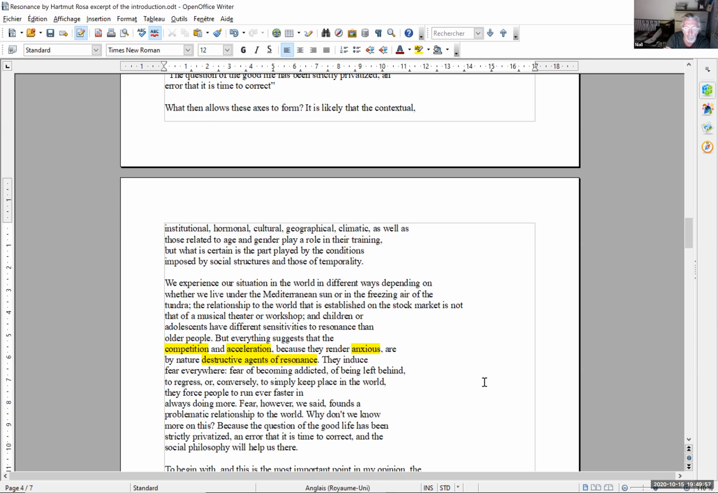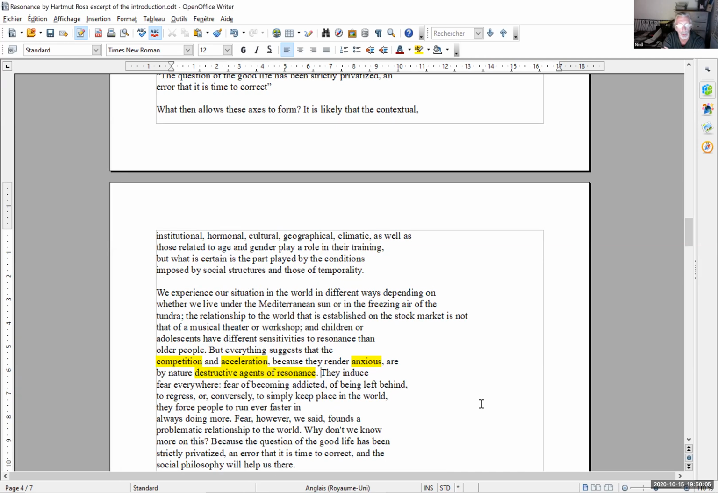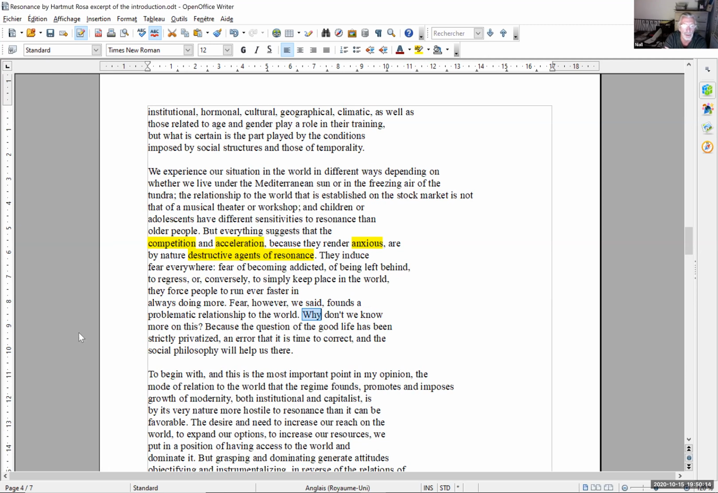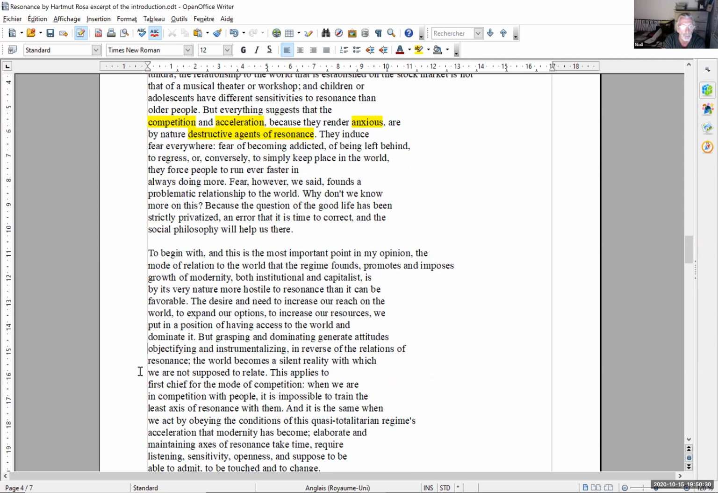We know. Why don't we know more on this? Would it help if I make it bigger? Yeah, possibly. Why don't we know more on this? Because the question of the good life has been strictly privatized, an error that it is time to correct, and social philosophy will help us there. To begin with, and this is the most important point in my opinion, the mode of relationship to the world that the regime founds, promotes and imposes growth of modernity, both institutional and capitalist.